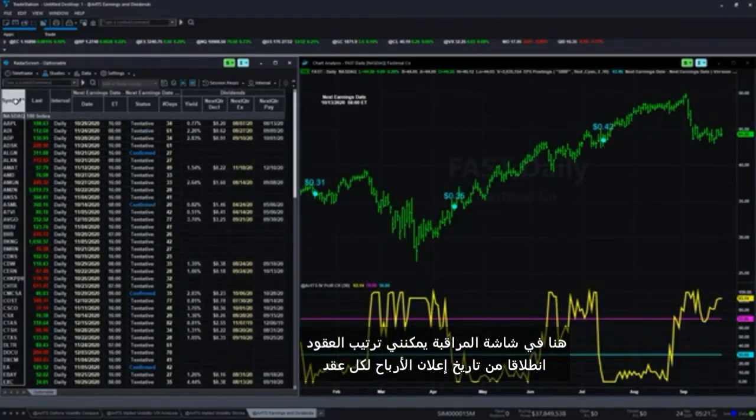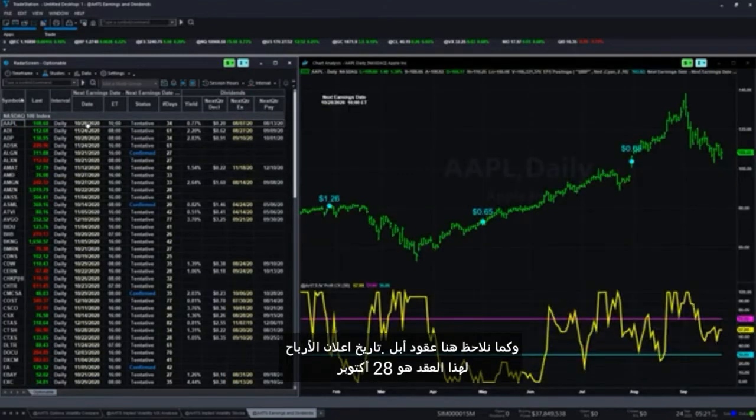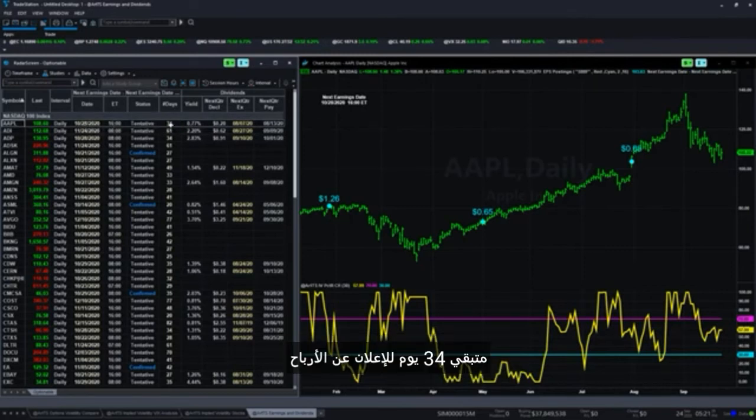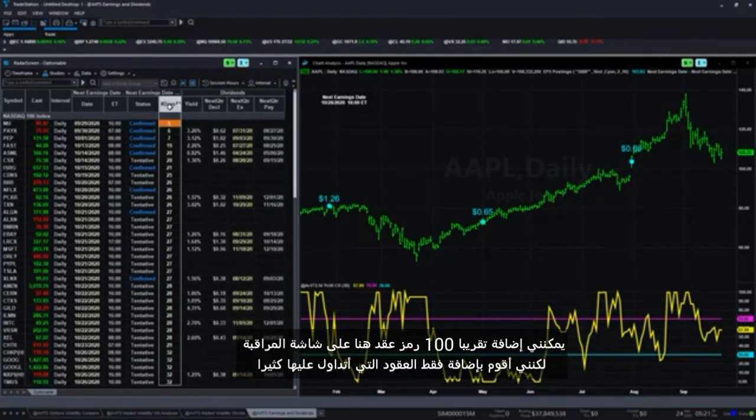So here in Radar Screen, I can sort by any of the columns. Here I'm sorting by symbol now. And so I can see that Apple is going to have an earnings date on the 28th of October in the afternoon. It's tentative. That's 34 days out. If I sort on the number of days here, I can see which stock in my list.